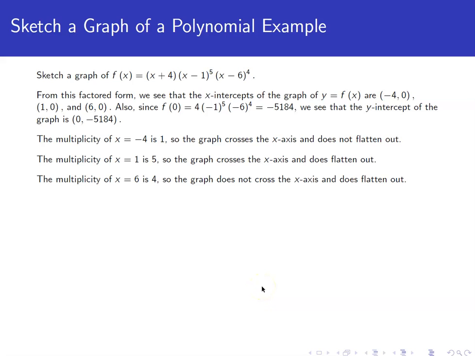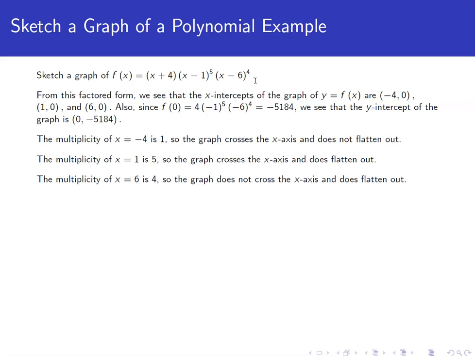In this video, we're going to do an example of sketching a polynomial based on its factored form. Alright, so we see that we have the polynomial f of x equals (x + 4)(x - 1)^5(x - 6)^4. From this, we see that the x-intercepts are (-4, 0), (1, 0), and (6, 0). We can see that from the factored form of the polynomial.